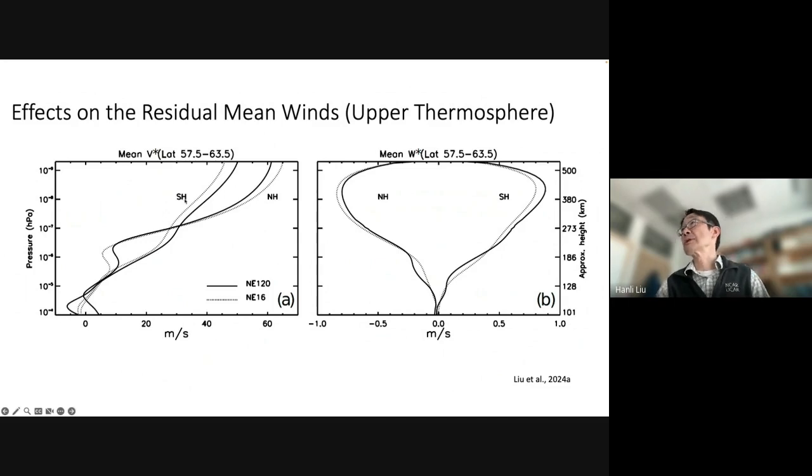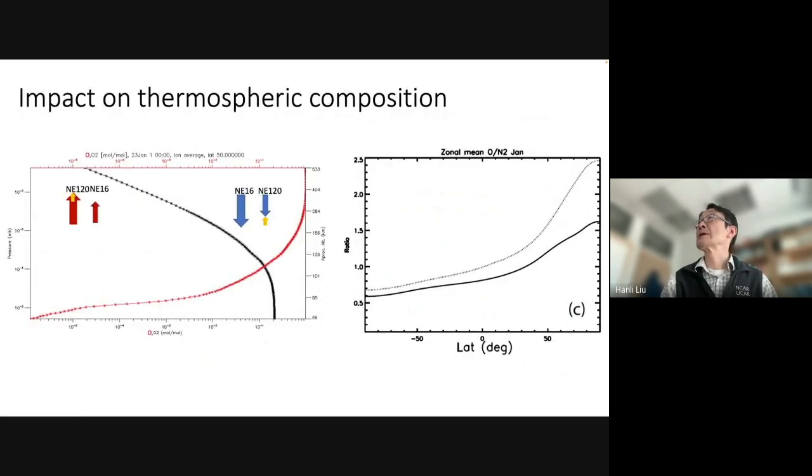The equatorward forcing accelerates the meridional and vertical circulation in the southern thermosphere. And what that does is it has a big impact on the thermosphere composition. So the net effect is that in both hemispheres, you now get a net upward circulation, because your downward circulation is weakened and upward circulation is enhanced. So you get a net upward circulation.